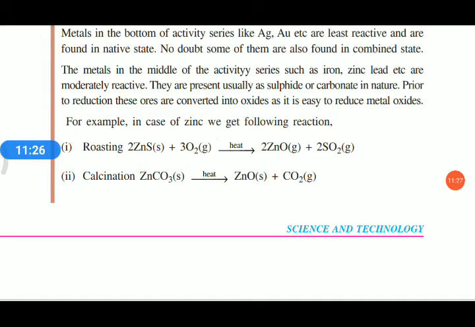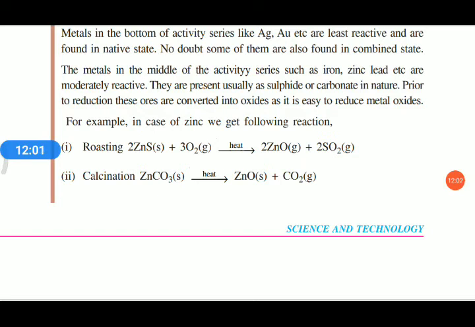For example, we take zinc. We get zinc in two forms, zinc sulfide and zinc carbonate. Then we want to separate zinc from this. We already studied two processes, roasting and calcination. Roasting means heating in the presence of air, that means heating in an open container. Calcination means heating in the absence of air, in the absence of oxygen, that means heating in a closed container.